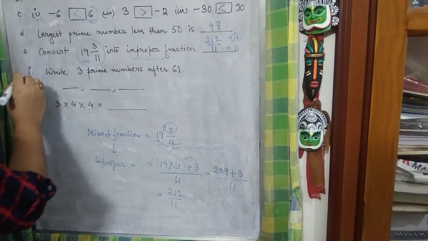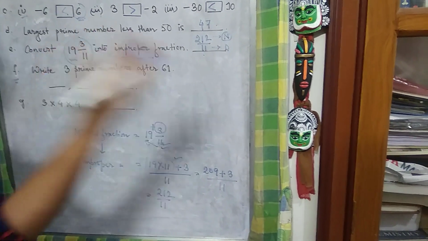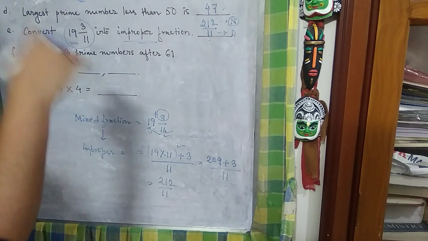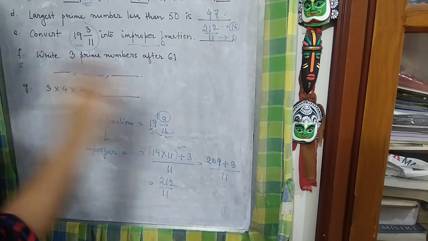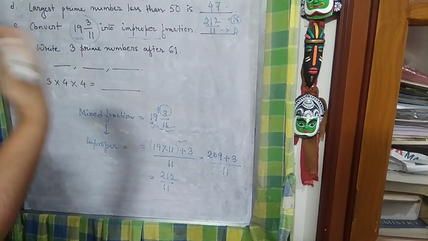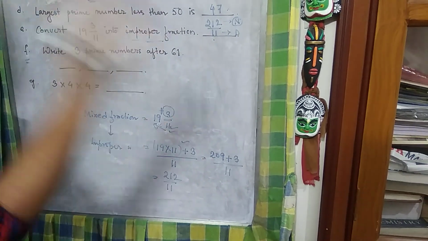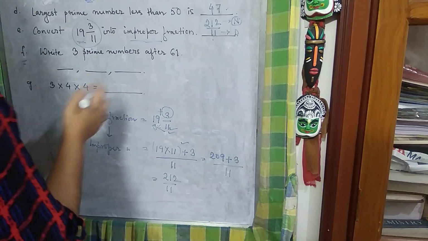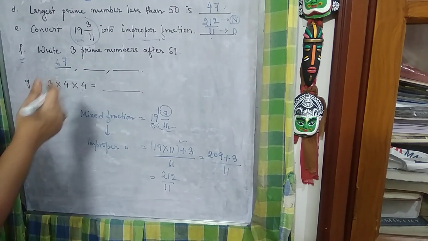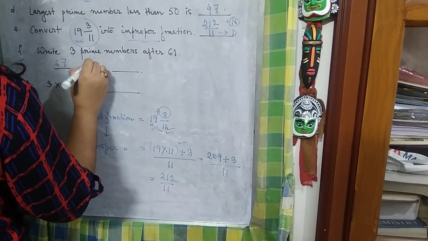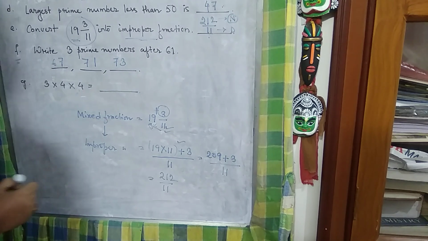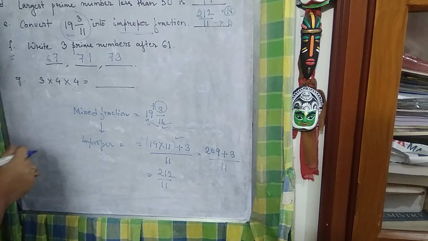Now, F says: write 3 prime numbers after 61. Now you know what prime numbers are, and knowing the set of prime numbers, we can understand which 3 lie after 61. They are exactly 67, 71 and 73.